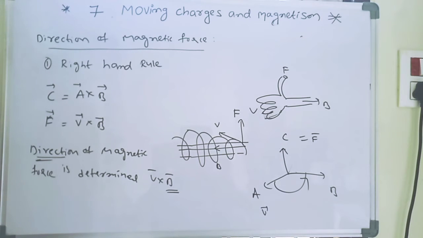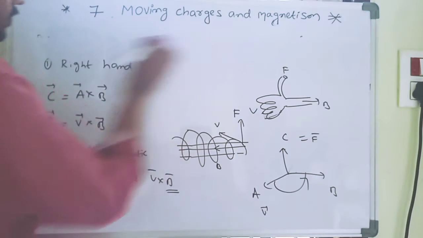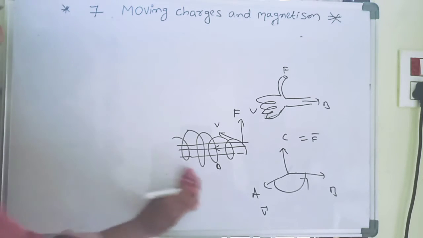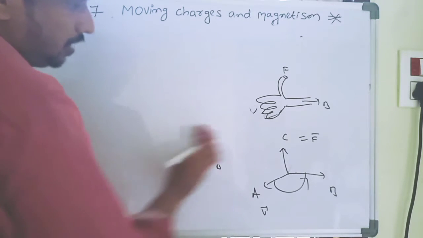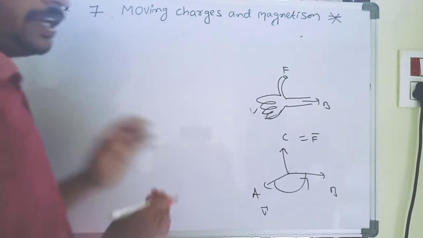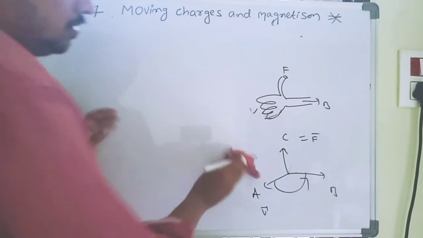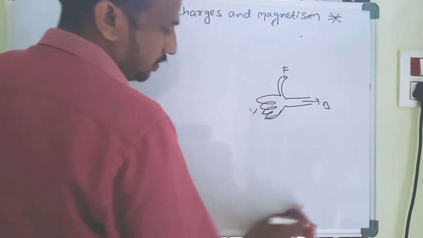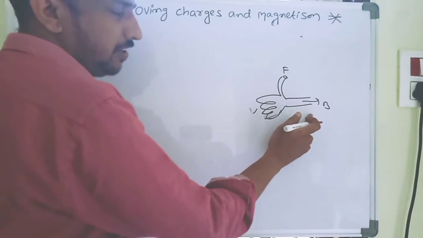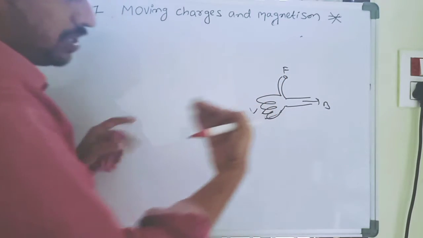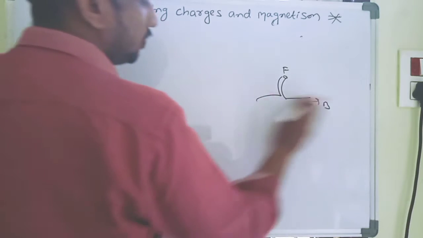Now we go with another force, that is Lorentz force. Okay, remember here, right? This is called the right hand thumb rule, and it is an important one. This one shows magnetic field. This one shows force. This curved finger shows velocity. So remember here.